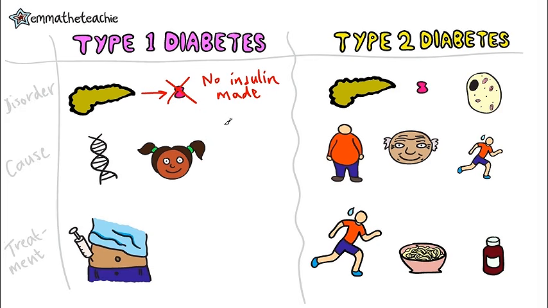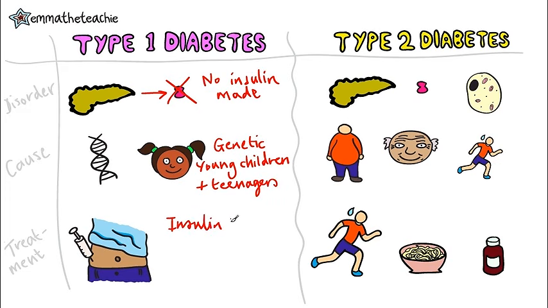For the cause of it, we know that it has a genetic element. We also know that it tends to start in young children and teenagers. The way we treat it is with insulin injections. No, they're not as big as it looks like in this picture.